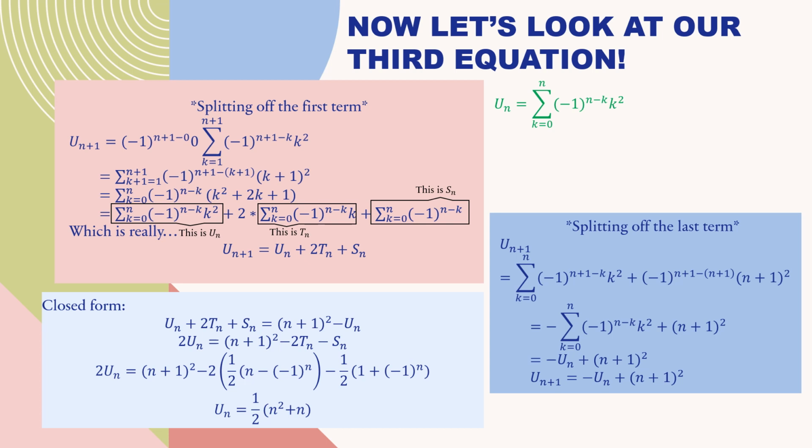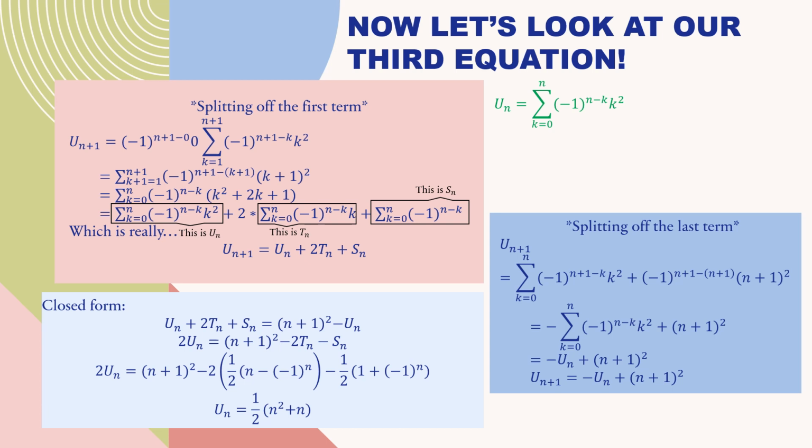So now we have u sub n plus 1 is equal to u sub n plus 2t sub n plus s sub n, because we have this 2, we can't forget it there. I forgot it there the first time, and I was out of whack. So now we have the splitting off the last term. So we are basically doing the same thing over and over again. And so we have this equal to all that. So we have u sub n plus 1 is equal to negative u sub n plus 1 squared.